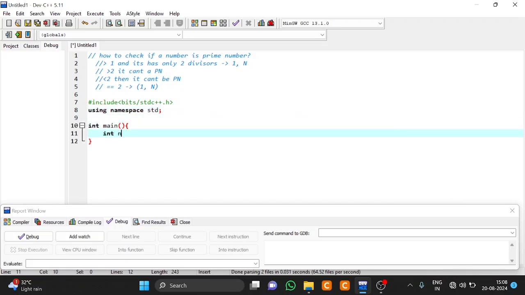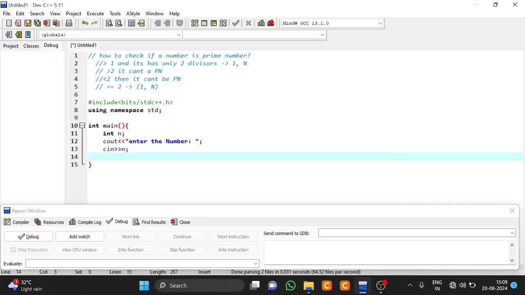We are taking an integer variable n to store any number. First we print "enter the number", then we store it in n. cout is used for printing any statement, and cin is used to store a number or any variable.